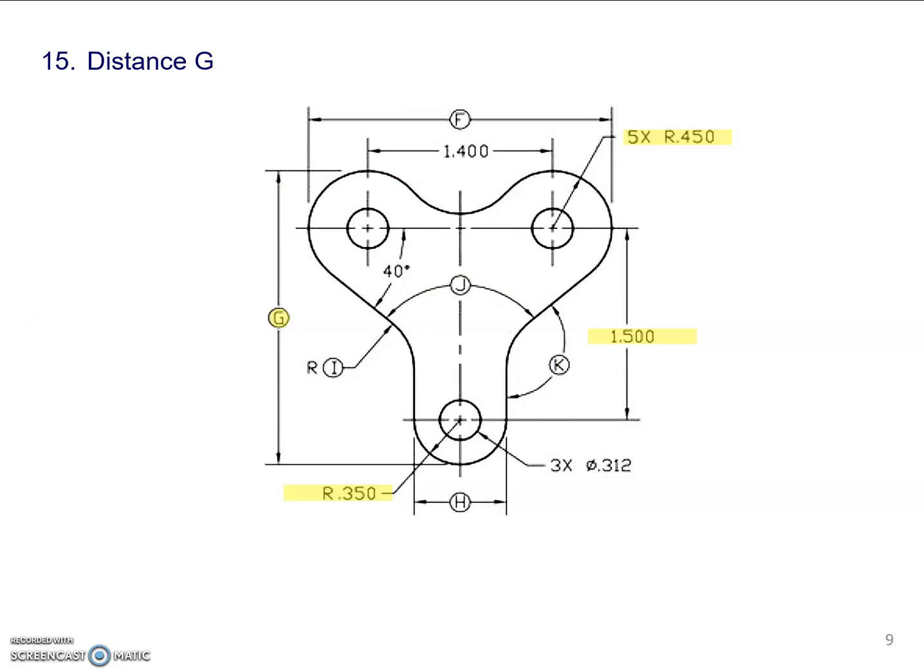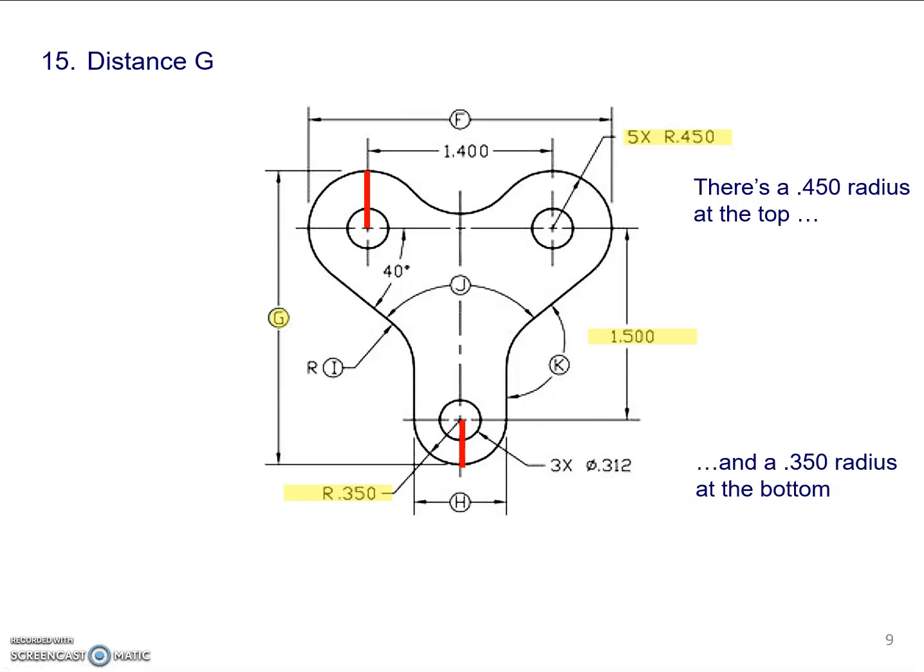Now, let's figure out how high this piece of material is. We have these radii at the top, so it's 450 up at the top. We have this one radius down at the bottom, so it's 350 at the bottom. And then they tell us the vertical distance, hole center to hole center, is 1.5. So we've got 450 at the top, 350 at the bottom, and 500 in the middle. So 350, 1.5, 450. That gives us the height at G. Yay!